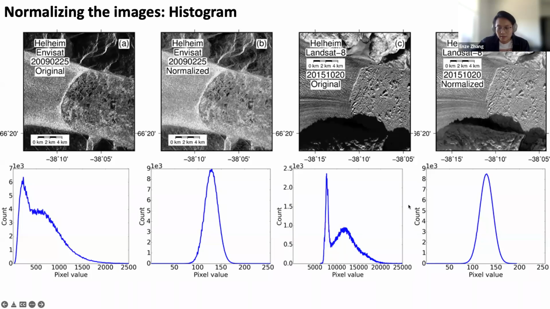So that's what I mean by reducing the complexity of the task: to make all the images look more similar to each other, so the network can learn the common features among them more easily.